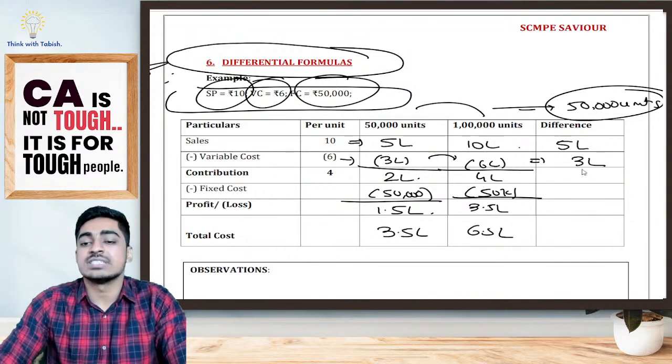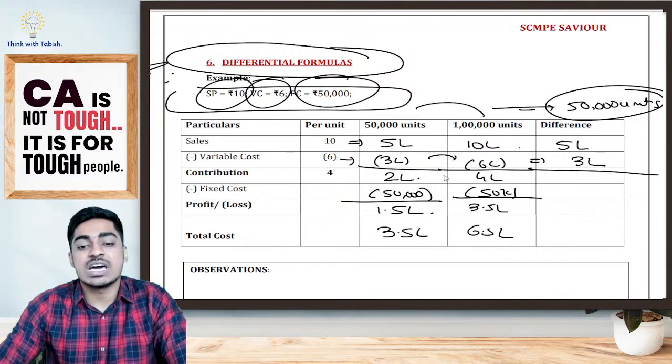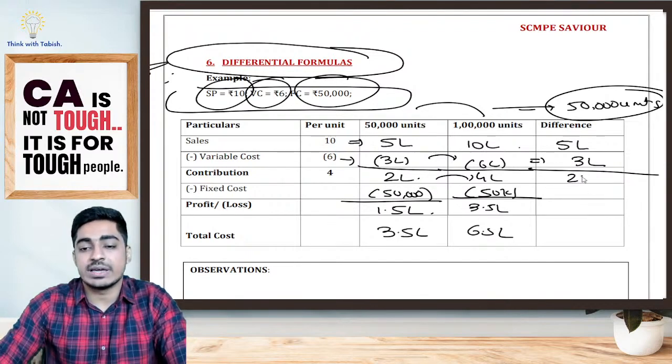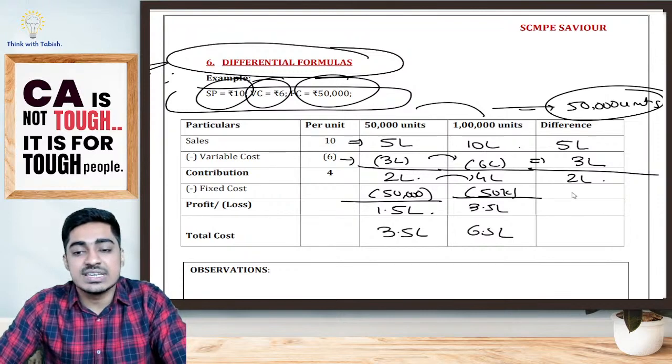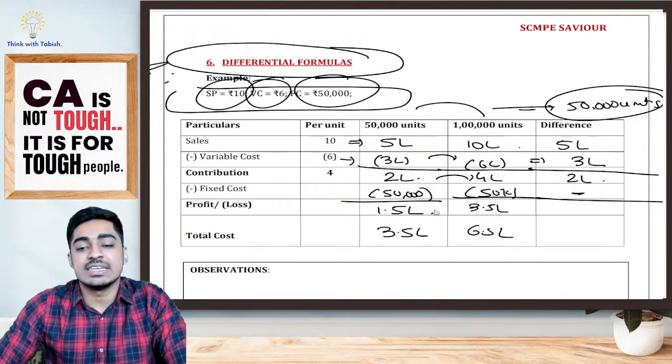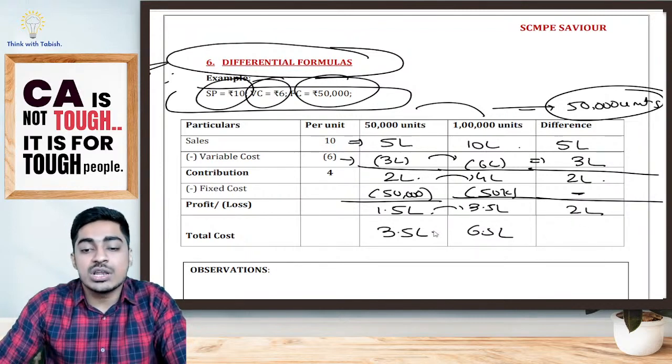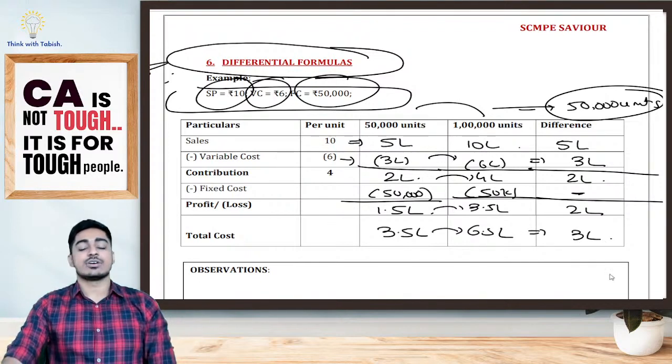By how much our variable cost has increased? Our variable cost has increased by 3 lakh. By how much our contribution has increased? Our contribution has increased by 2 lakh. By how much our fixed cost has increased? There is no change in fixed cost. By how much our profit has increased? Our profit has increased by 2 lakh. By how much our total cost has increased? Our total cost has also increased by 3 lakh.